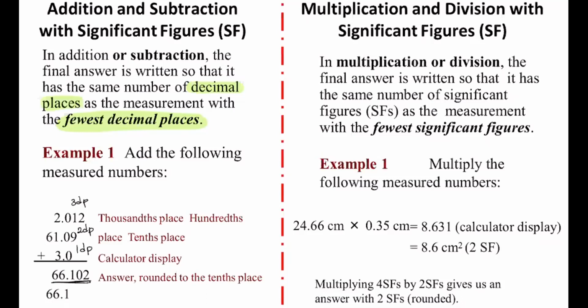Let's go to multiplication and division. When I have multiplication and division, my final answer is written so it has the same number of sig figs as the fewest sig figs. You can see here, we're multiplying two values, 24.66 times 0.35. Our calculator display is 8.631. The first measurement has 4 sig figs. The second measurement has 2 sig figs. So even though I have this calculator display, I need to round to 2 sig figs because again, I am multiplying.